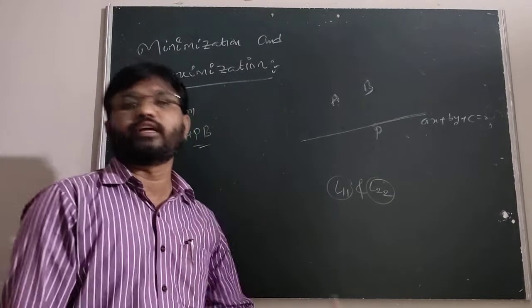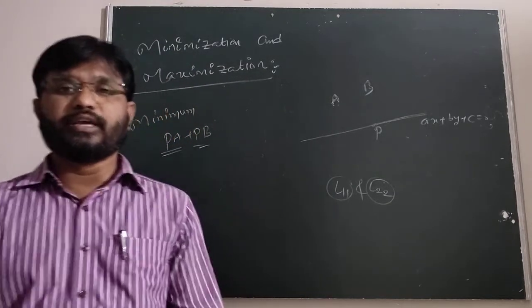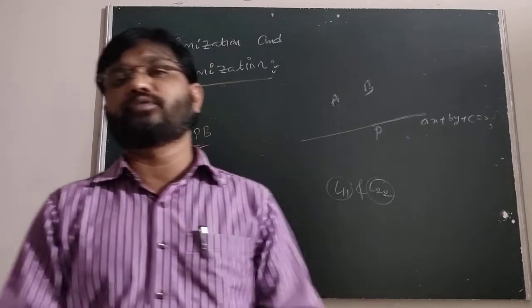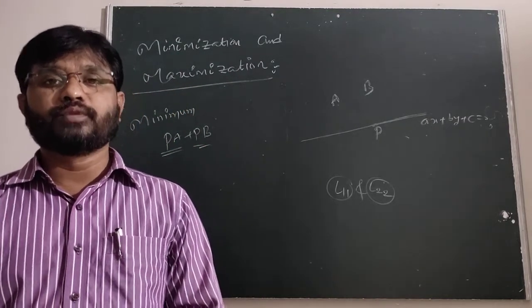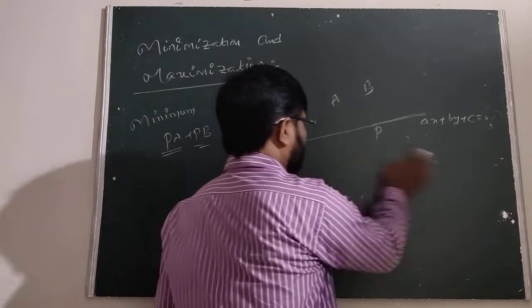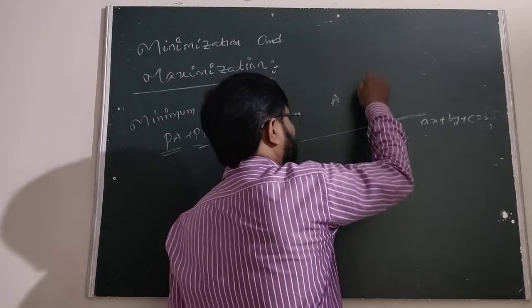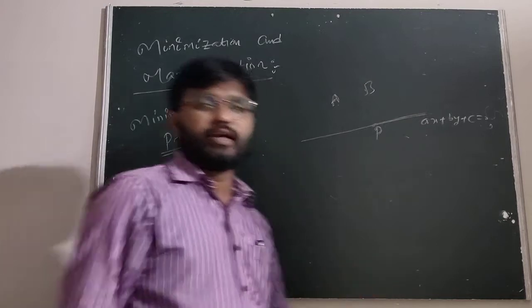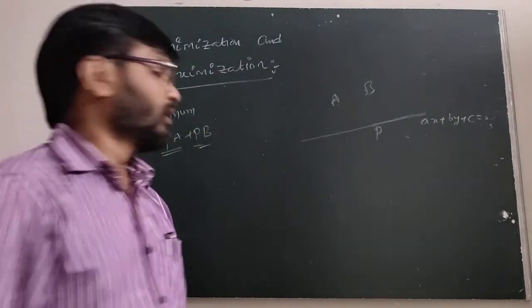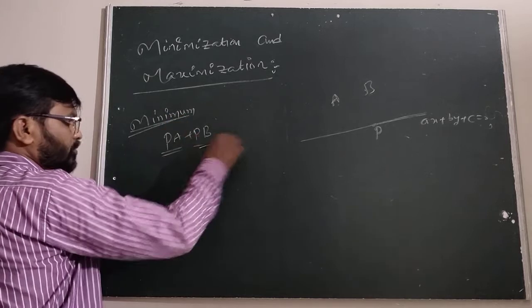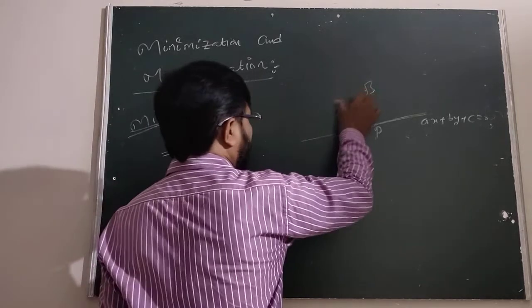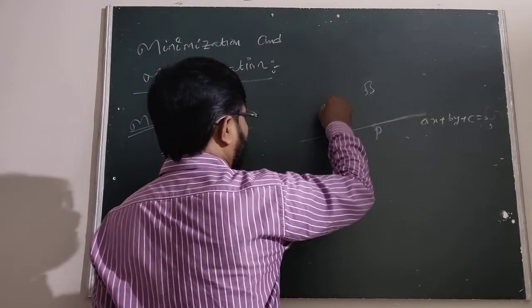Already we know that concept. A and B lie on the same side or either side of the line L equal to 0. If they have the same sign, the points lie on the same side. If they have opposite signs, the points lie on either side. Suppose here, how to find the minimum of PA plus PB? Suppose A and B are on the same side of the line.